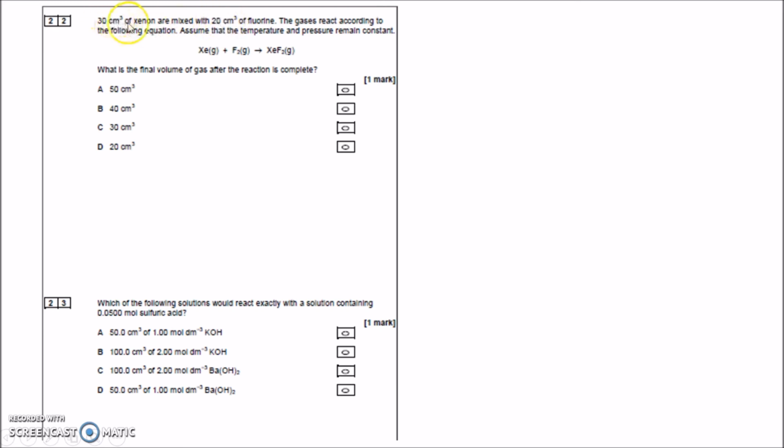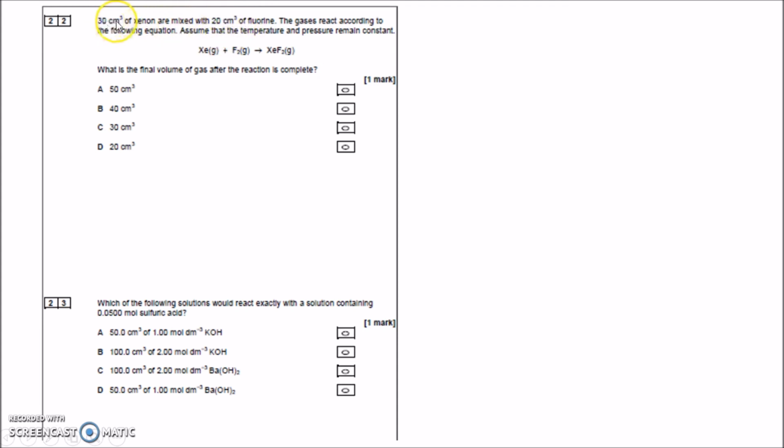So let's say 30 centimetres cubed react with 20 centimetres cubed. 30 moles, you could say, react with 20 moles. That's not entirely true, but in terms of ratio it is. So we've got 30 moles of this reacting with 20 moles of that, or at least the ratio is the same. So I've got excess xenon and 20 centimetres cubed of fluorine, 20 of this.